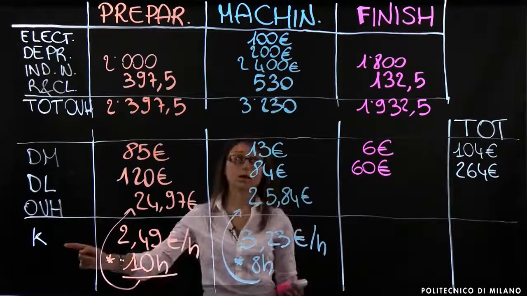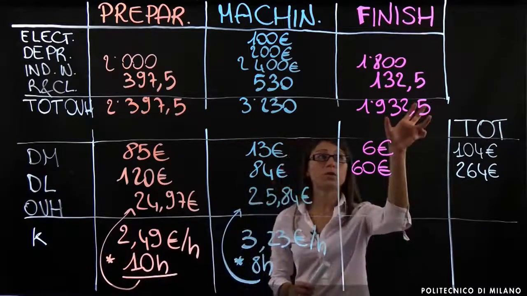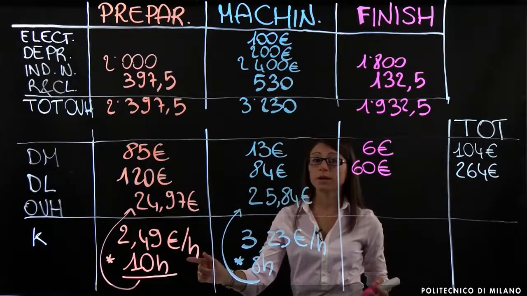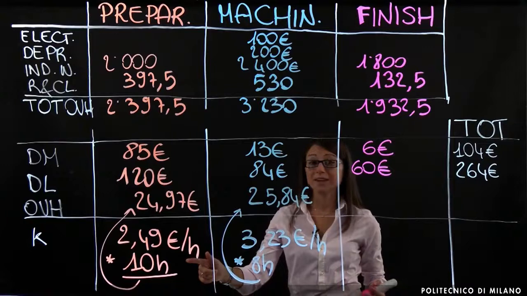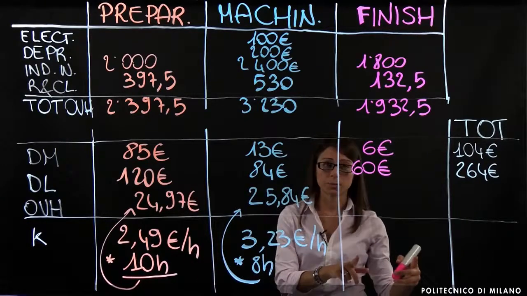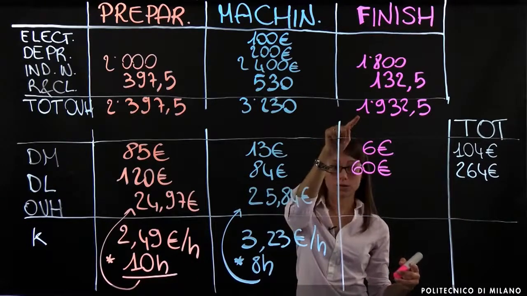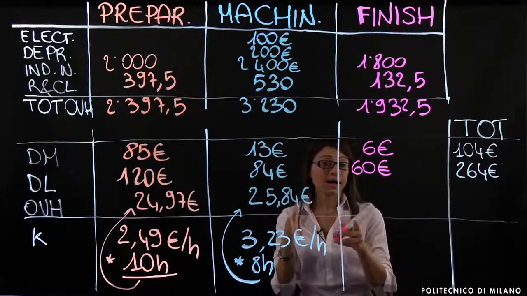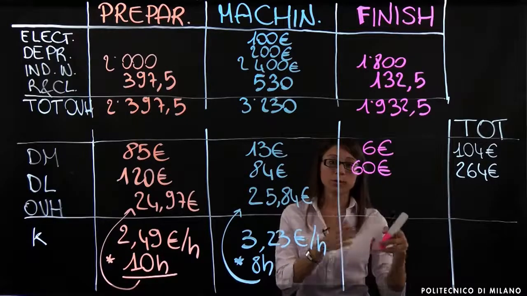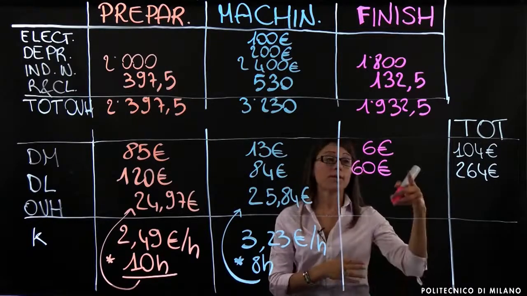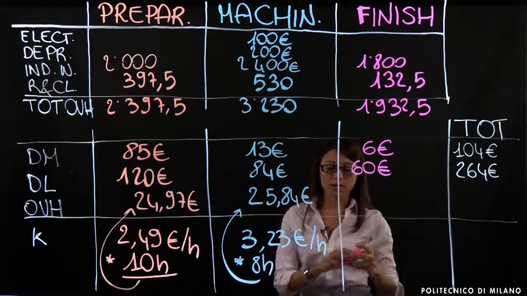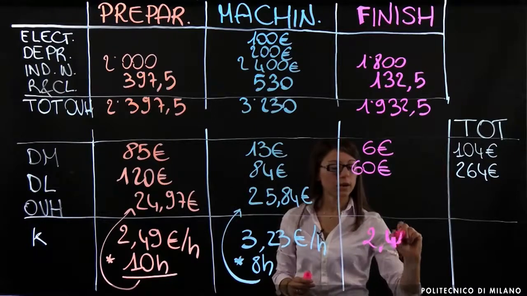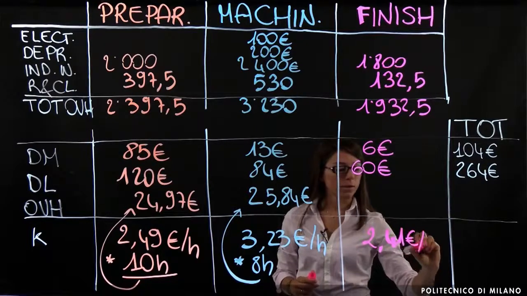Let's do this also for the finishing department. So again, we need to calculate K. The approach is the same, the total overhead divided by the allocation basis. In this case, the allocation basis is the same that we had for the preparation department, so the direct labor hours overall within the finishing department. So if we divide the total overhead, so this value, by the total direct labor hours within the finishing department, which is 160 hours per each worker, multiplied by 5 workers that we have within the finishing department, this ratio provides an allocation coefficient K of 2.41 euros per hour.